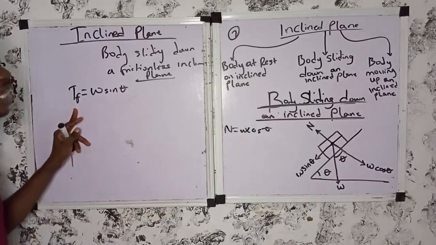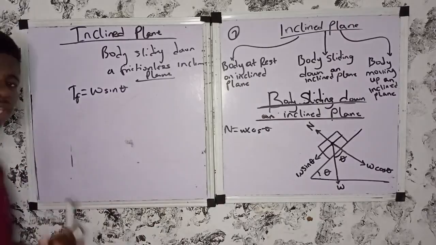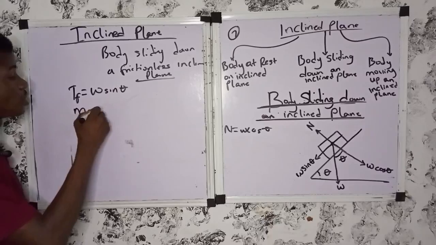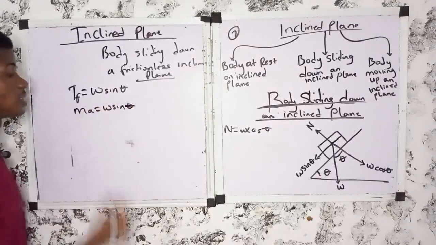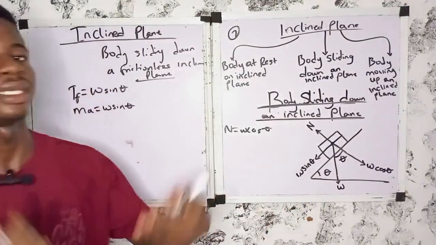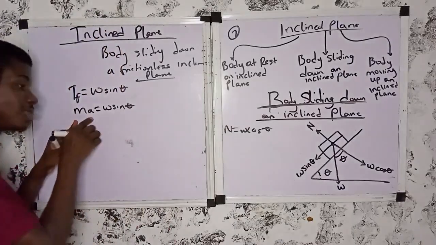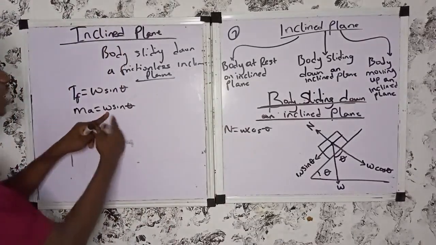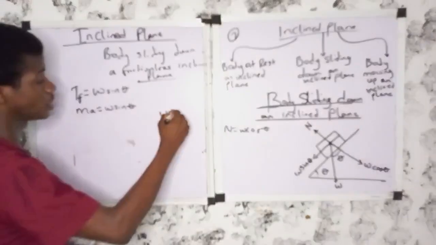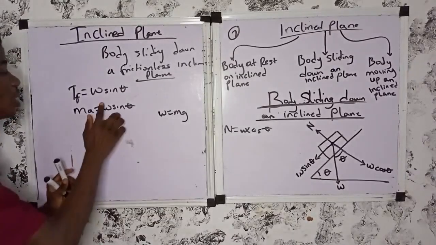Now, the total force acting along the plane is equal to W sine theta, right? The formula for force is F equals ma, so ma is equal to W sine theta. Since the body is sliding down, the body is actually moving, therefore the body has an acceleration. Now, W here is weight, right? The weight is equal to mg, so wherever we see weight, here we'll put mg. So here will now be what?